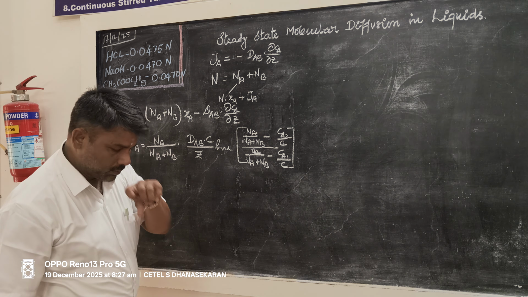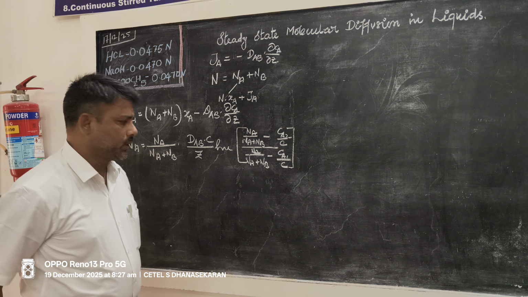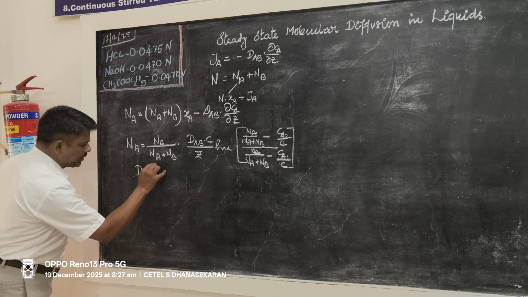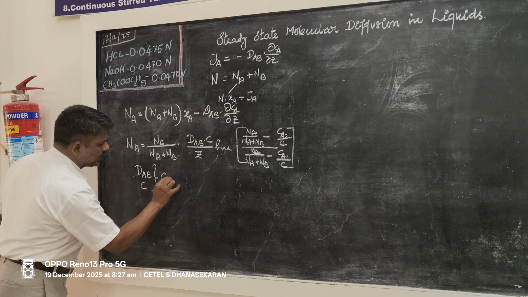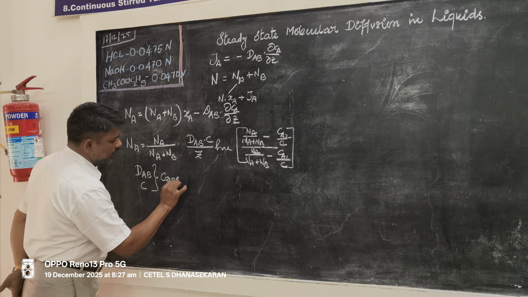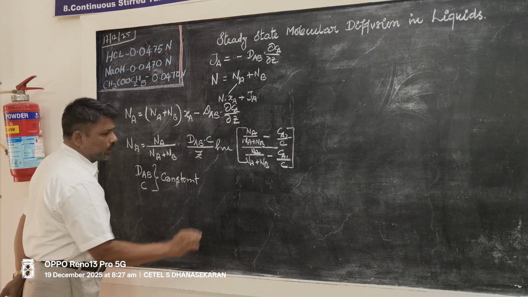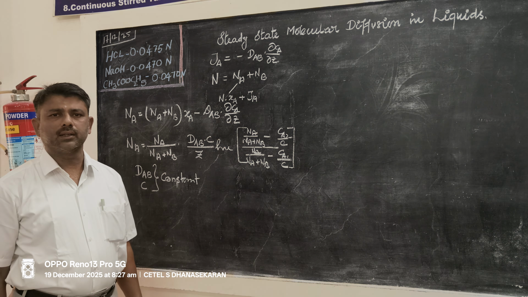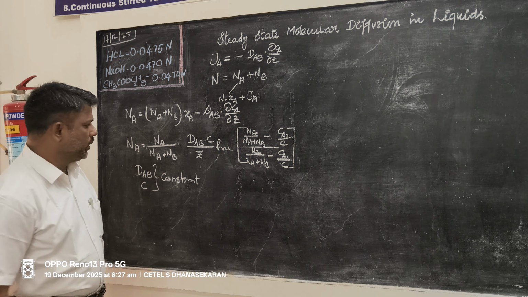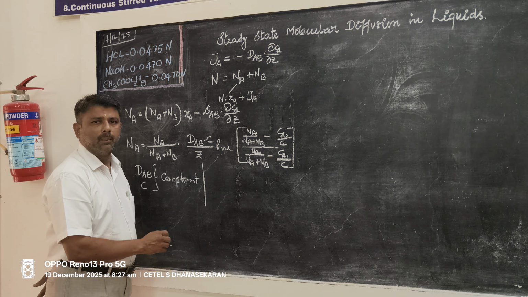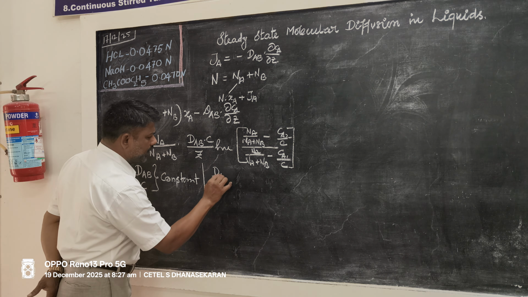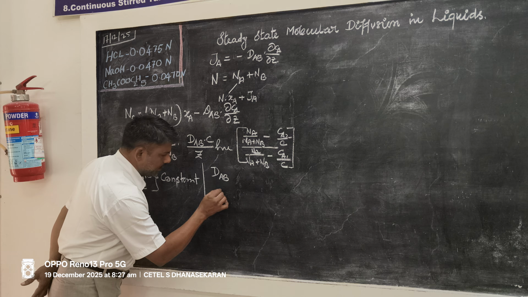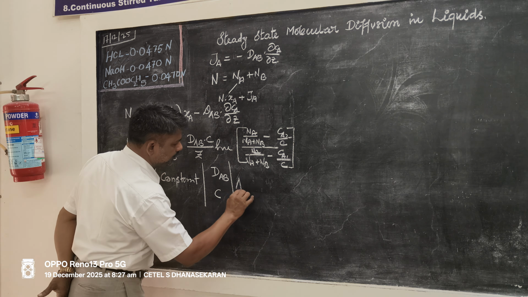In my previous videos, molecular diffusion in gases, we assumed that DAB is constant. Similarly, concentration C is also constant. Both are constant in case of gases. But for liquids, this is not satisfactory. It will not provide an accurate value. It causes a serious error. In case of liquids, we have to go for best average of DAB. Similarly, best average concentration C. Both should be averages.